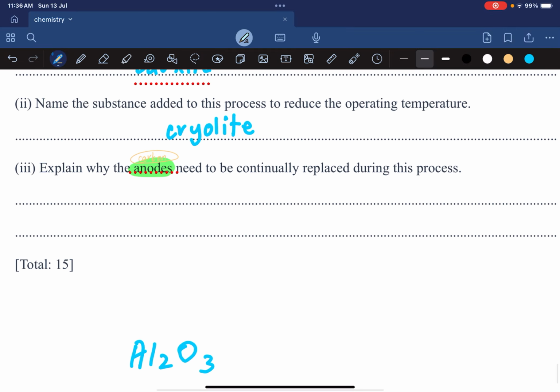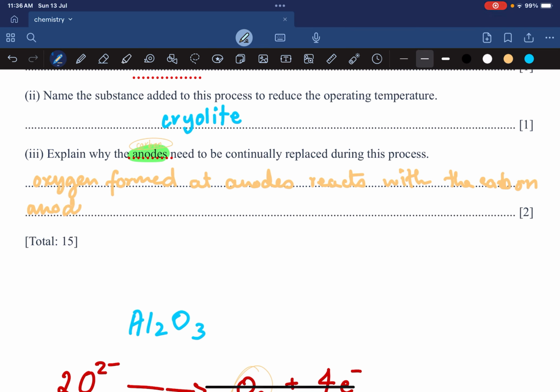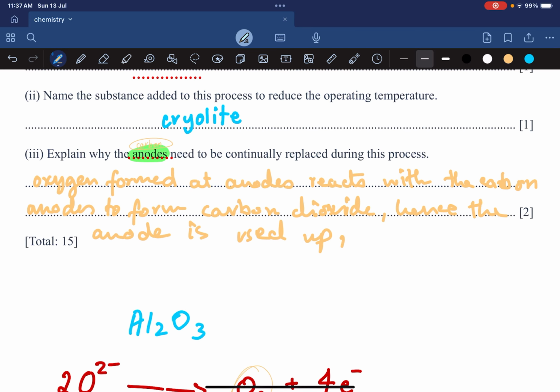So we're going to write that the oxygen formed at the anode reacts with the carbon anodes to form carbon dioxide. Hence, the anode is used up, or eaten away. Hence it needs to be replaced regularly.